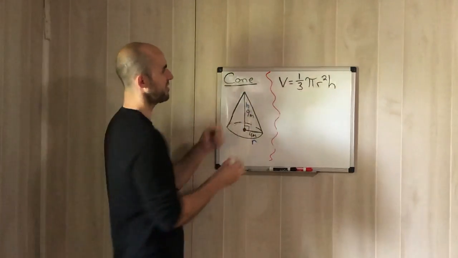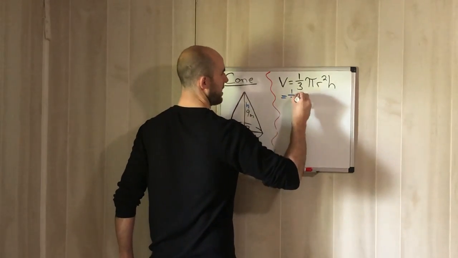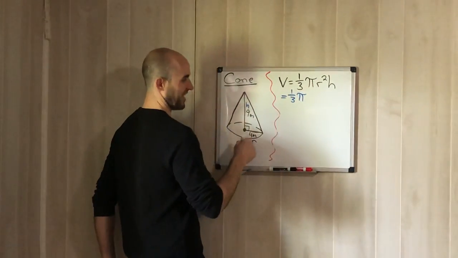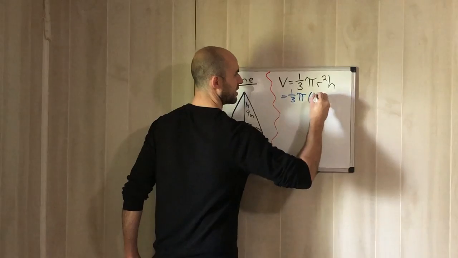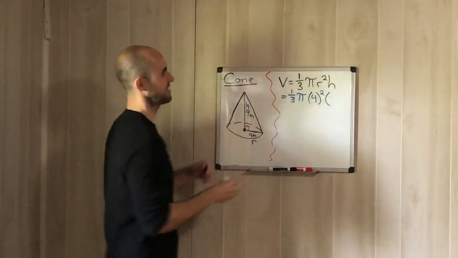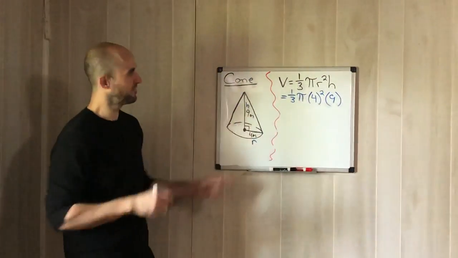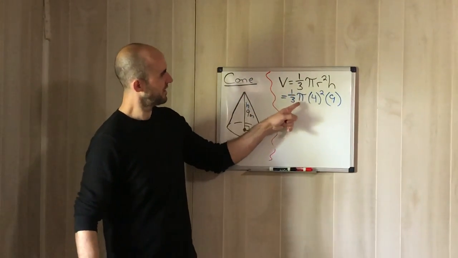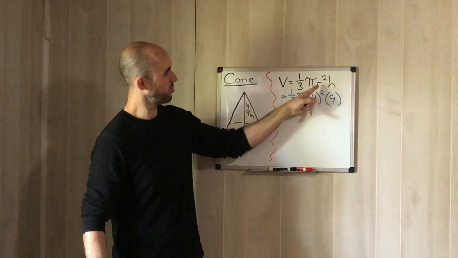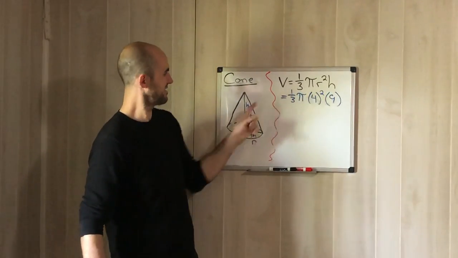Now let's just substitute everything we have. We have 1/3. We have pi. We know that the radius again is 4. Can't forget the squared. And we know that the height in this case is 9 as well. Okay? So again, it was 1/3, it was pi, the radius was 4 squared, and then the height was 9.